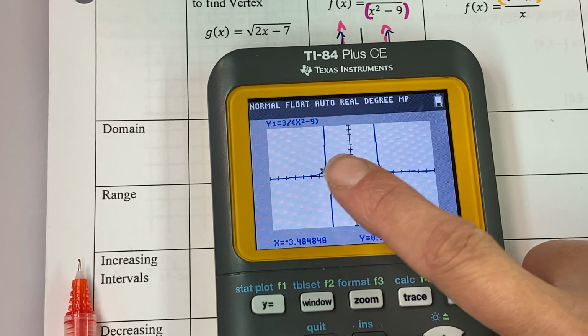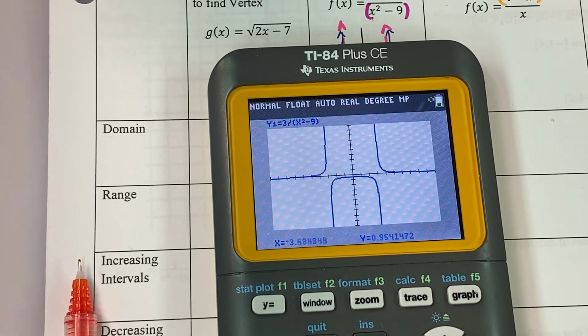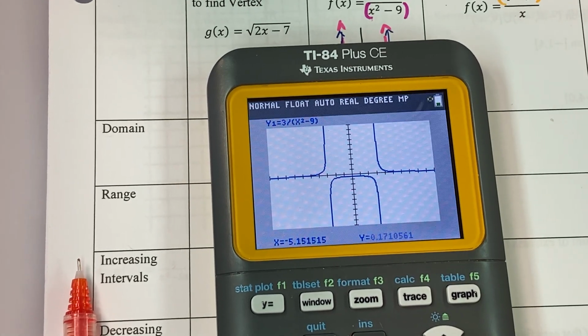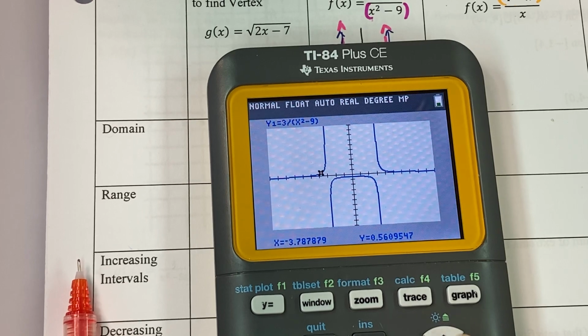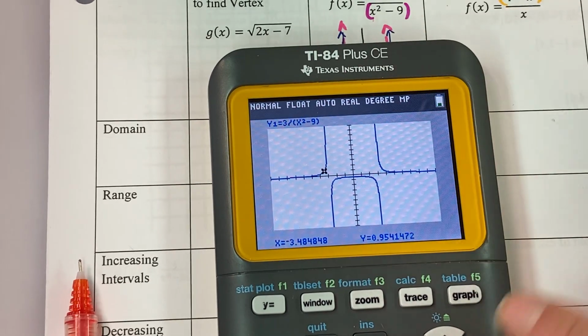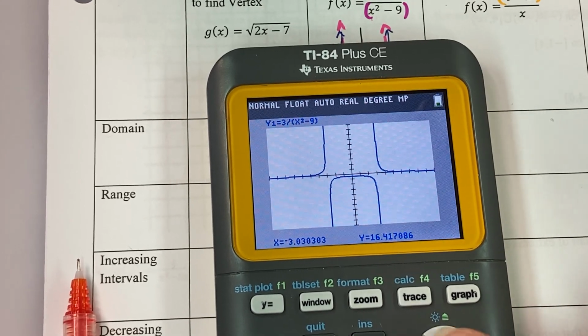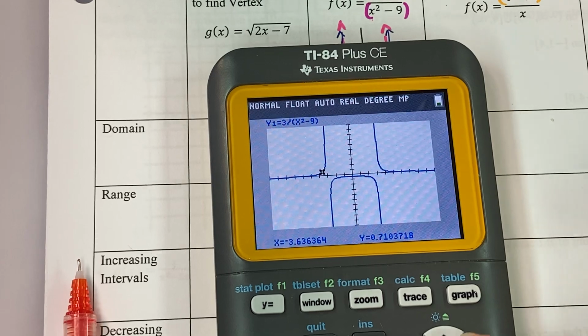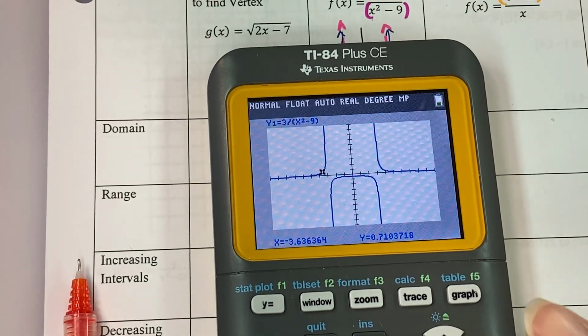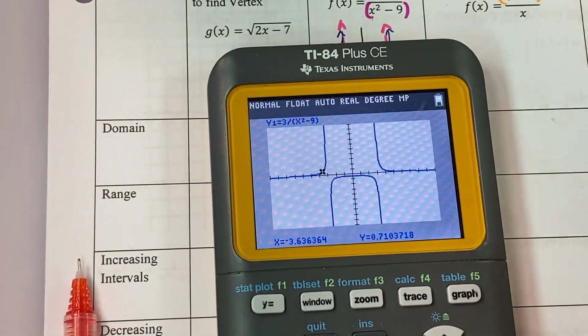Folks, if I say that that's a minimum, look what happens if I go left. I keep going down. So is this point lower than the nearby points? No. And if you say, well, maybe it's a maximum, if I go left, my graph starts going higher than that point. So it can't be a maximum, it can't be a minimum, so that point is nothing.